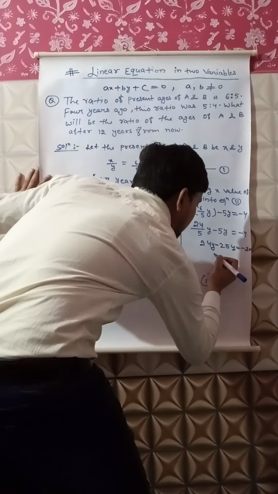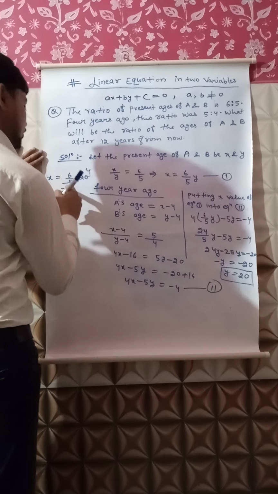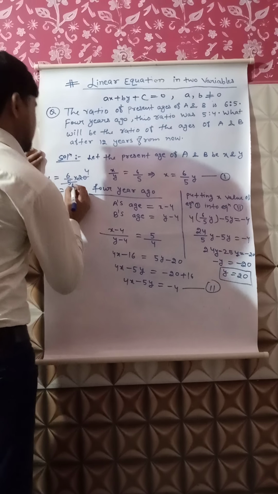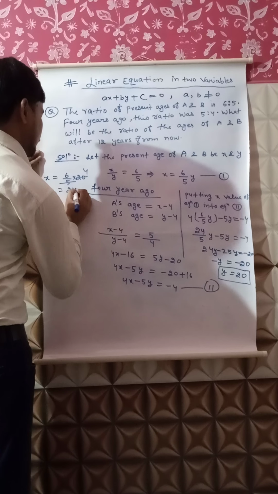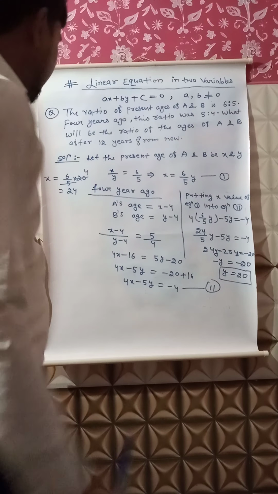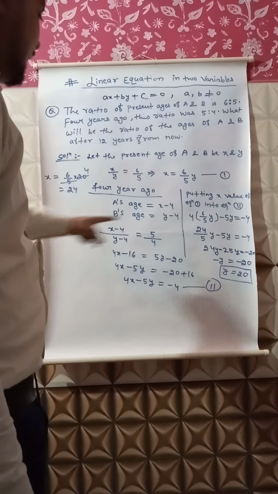Now we are going to put this value in equation 1 and find the x value. So x is 6 upon 5 y, and y is our 20. So 6 into 4, 24. So we have calculated x and y. X is 24 and y is 20.